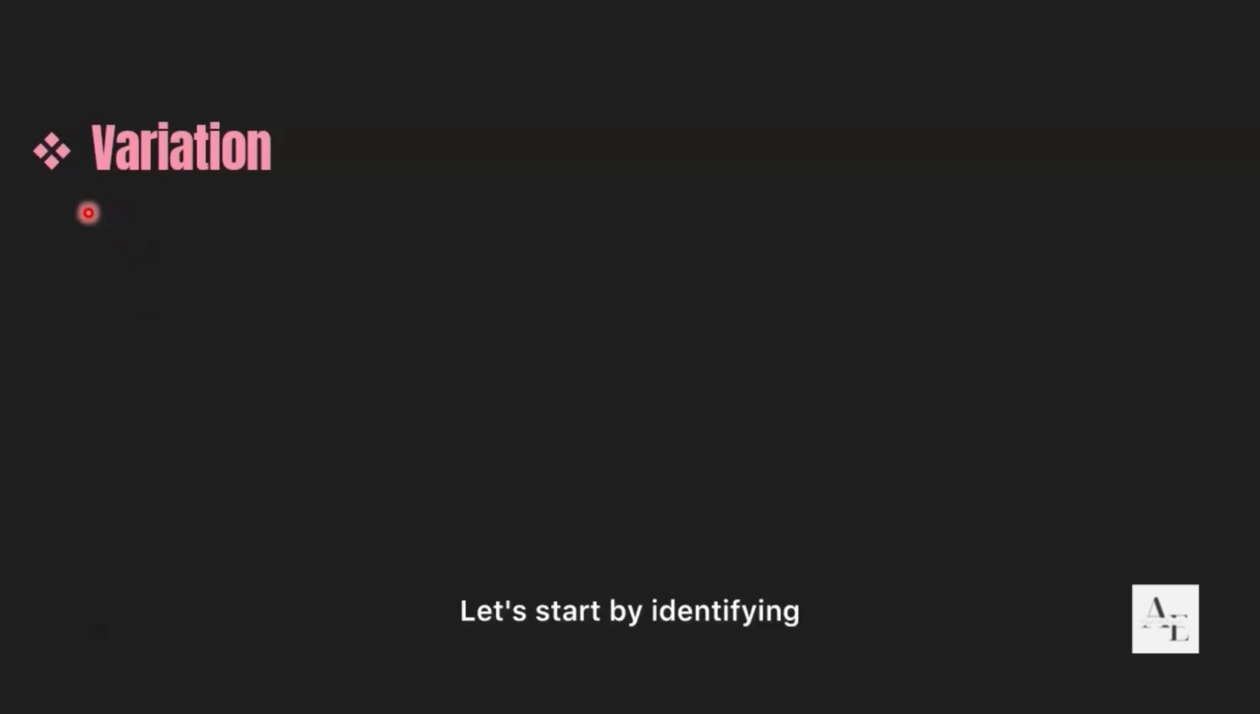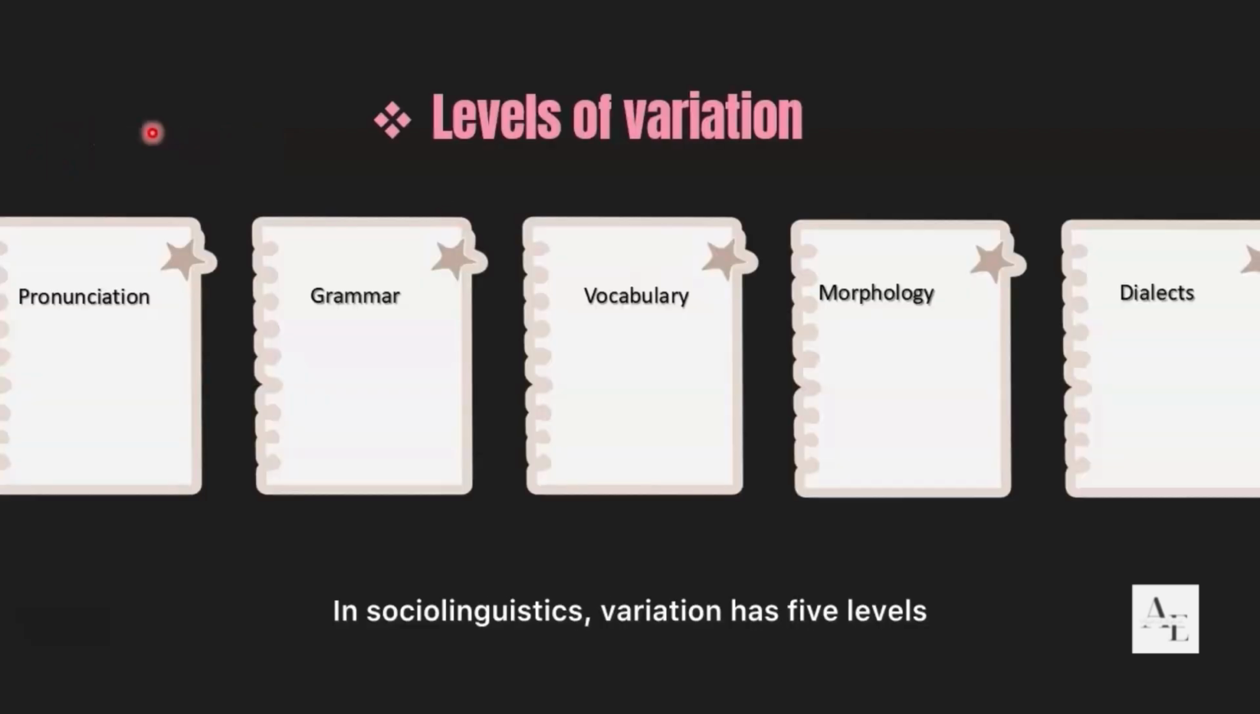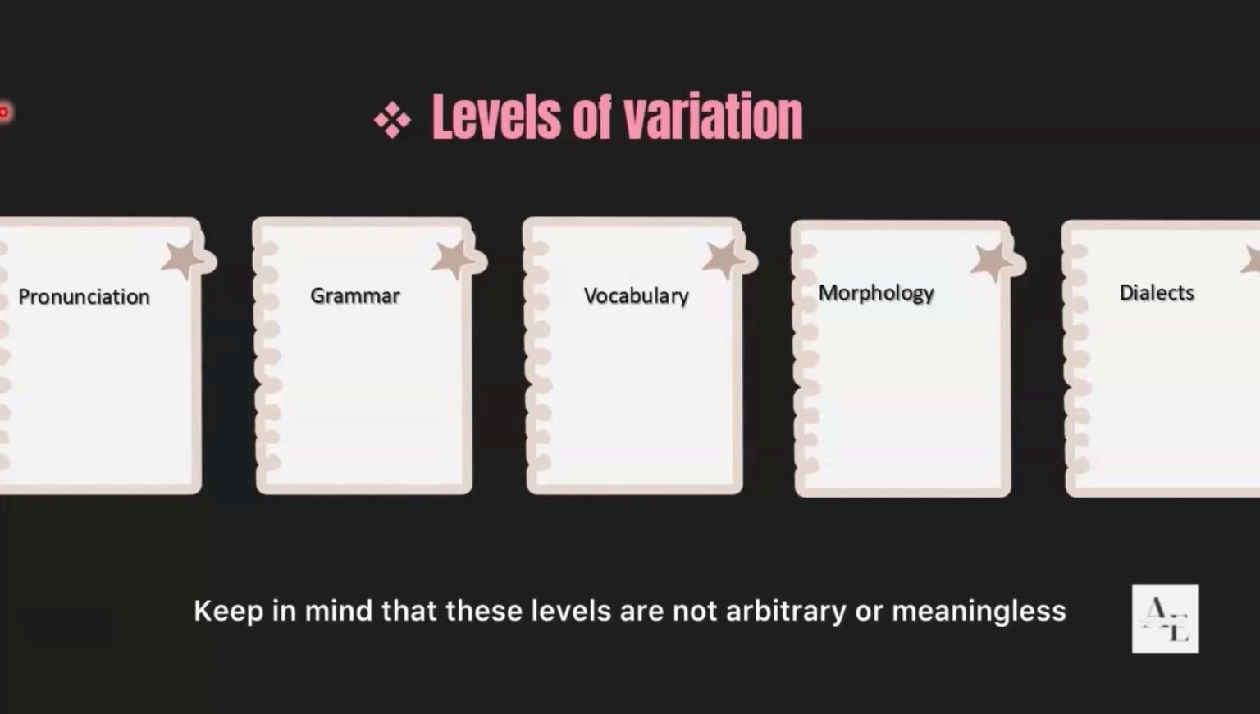Let's start by identifying what variation means. The word variation means changes or differences in a language. In sociolinguistics, variation has 5 levels: pronunciation, grammar, vocabulary, morphology, and dialects. We will be explaining each of them separately. Keep in mind that these levels are not arbitrary or meaningless.